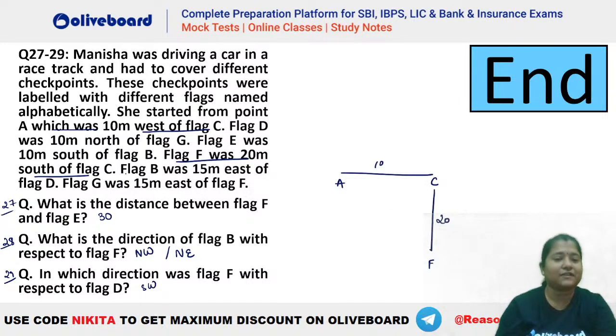Okay. After that, what is given? B is 15 meters east of D, cannot be drawn. But this can be drawn here. G is 15 meters east of F, right? So let's say this is your G here and this is your 50.